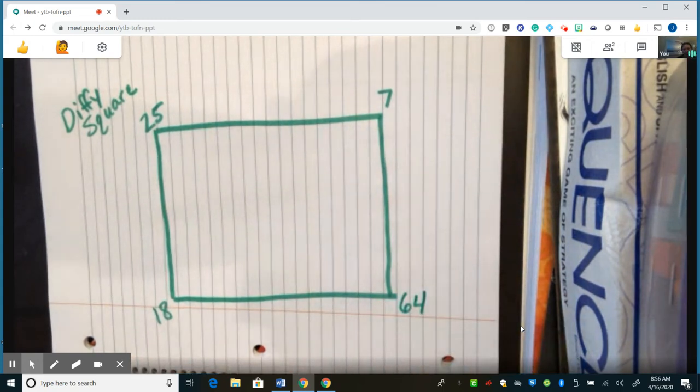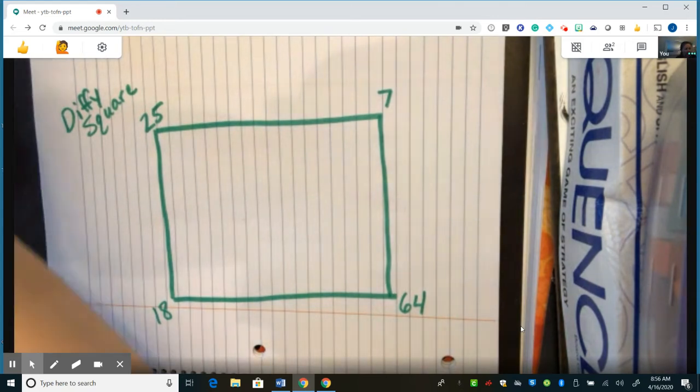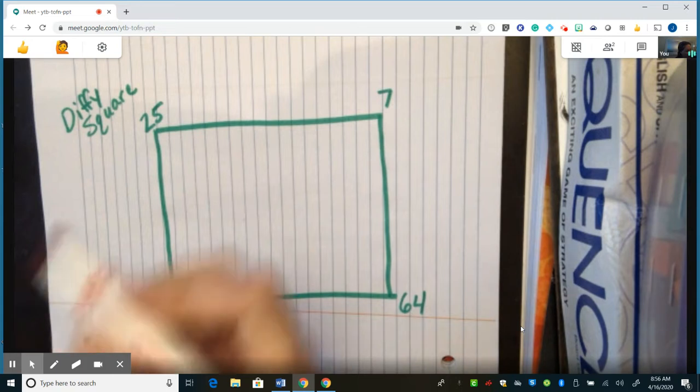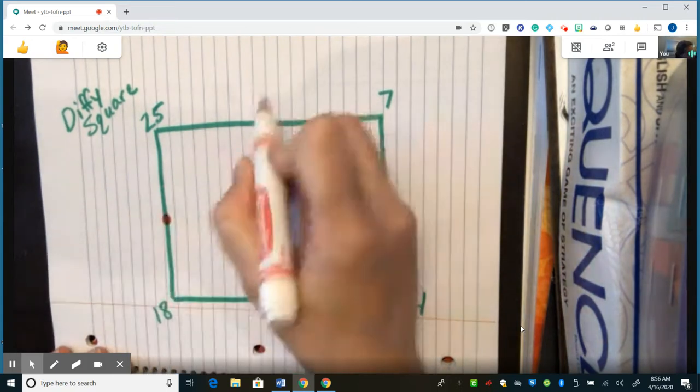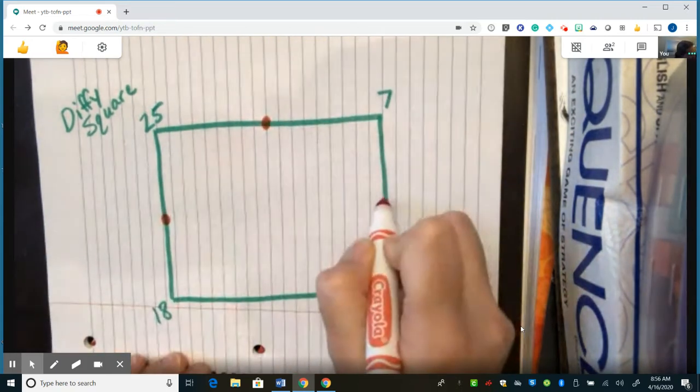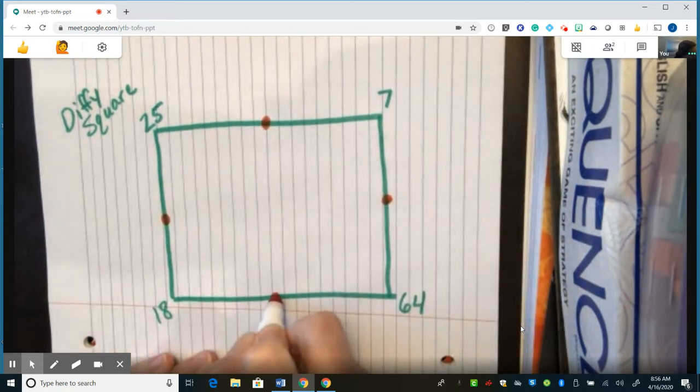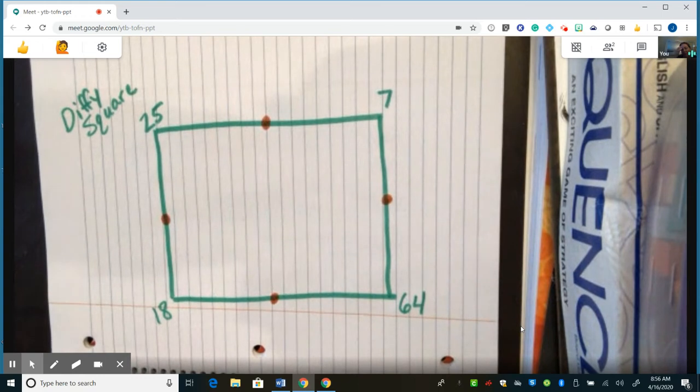You can pick any numbers you want. They can be whole numbers, they can be decimal numbers, they can be fractions. So any kind of number will work for this. I'm going to switch to a different color here and find the middle of each of these lines. What I'm going to do is find the difference between the two numbers that connect at that point I've placed on the line.